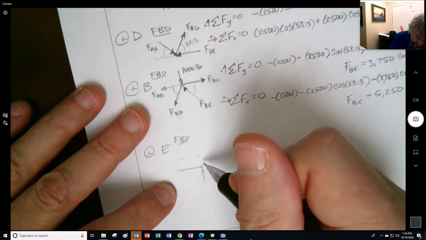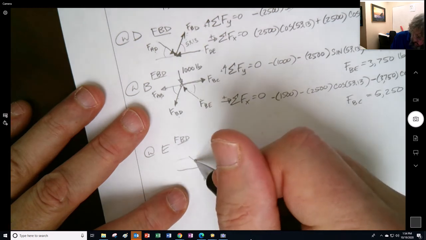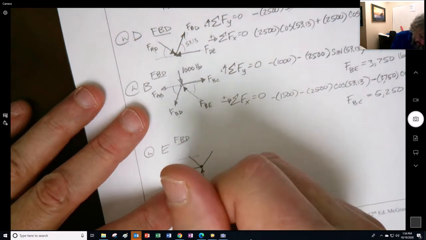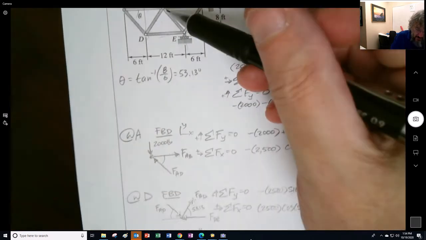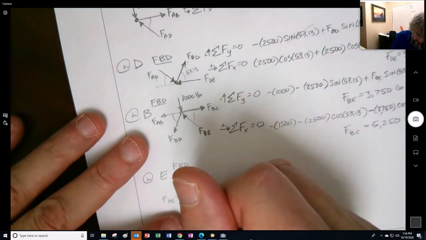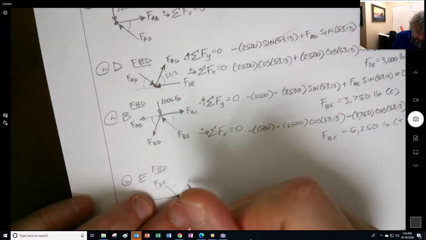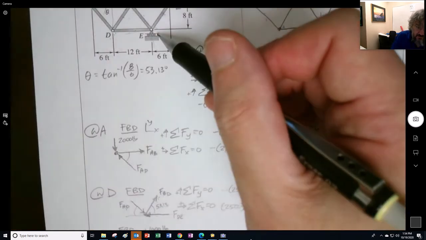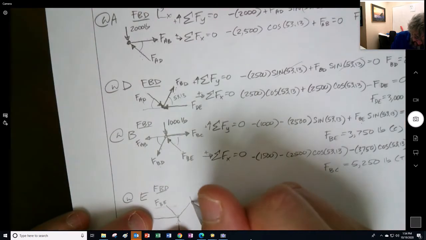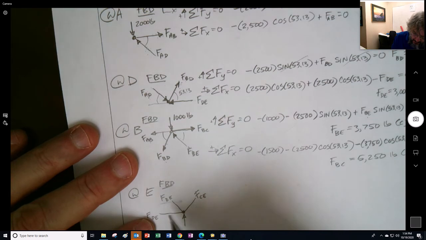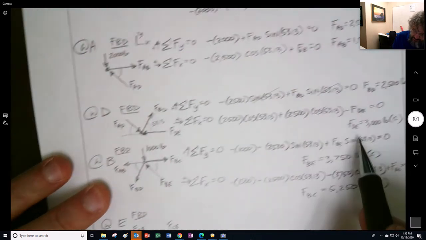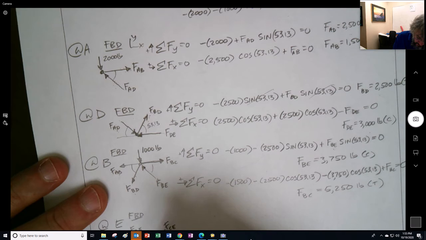Here's our reaction. Here is, and here, going like that right there. So this is our FDE. This is our FBE. And this is an FCE, right? And DE is going to be in compression. BE is also in compression.